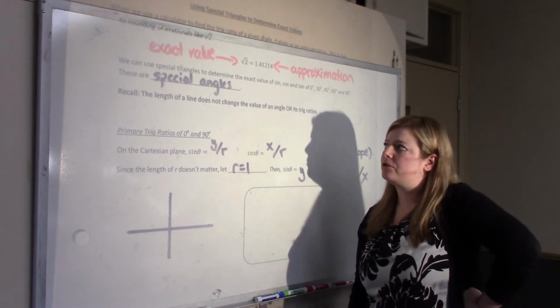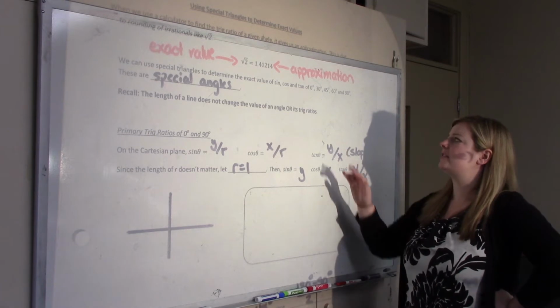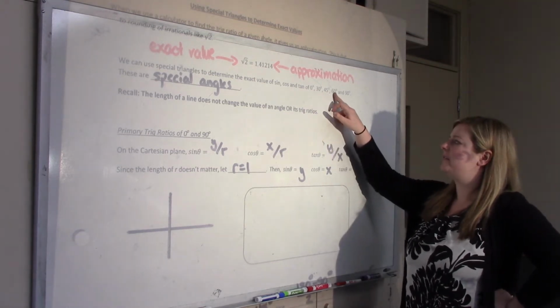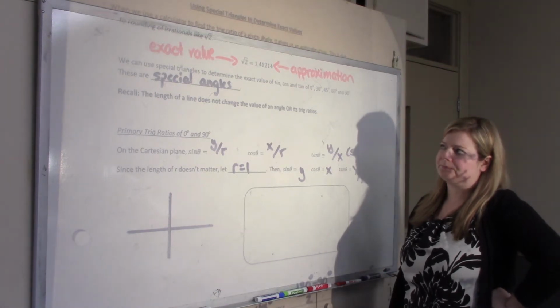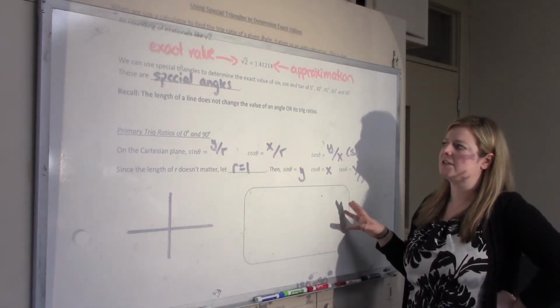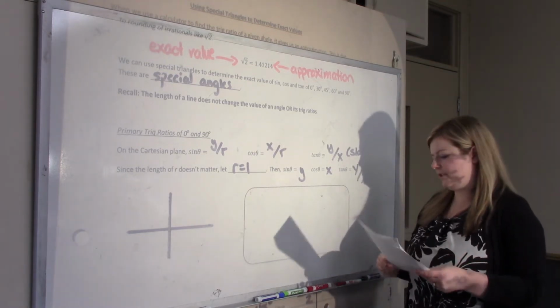So we can use special triangles to determine the exact value of sine, cos, and tan of these angles: 0, 30, 45, 60, and 90 degrees. These are special angles. So recall that the length of a line does not actually change the value of an angle or its trig ratios.